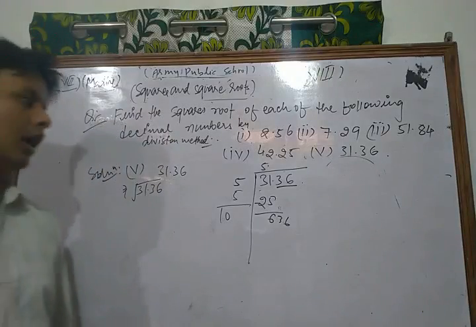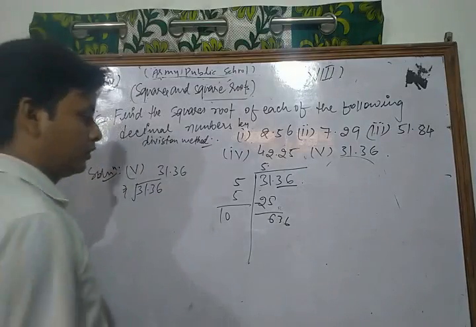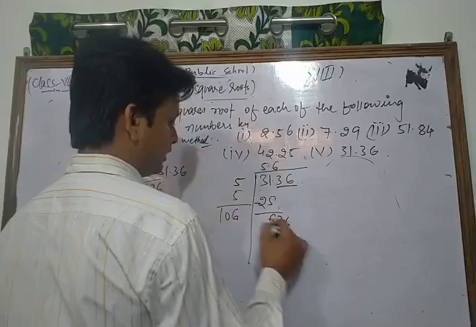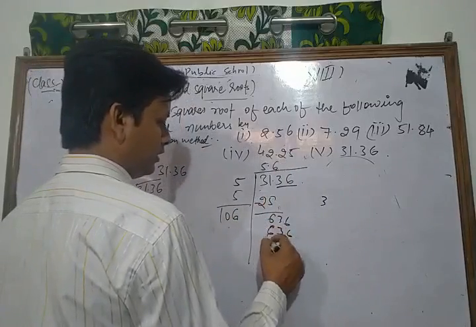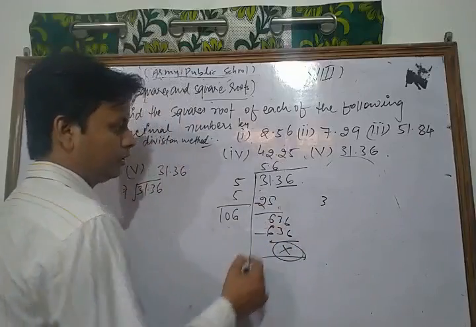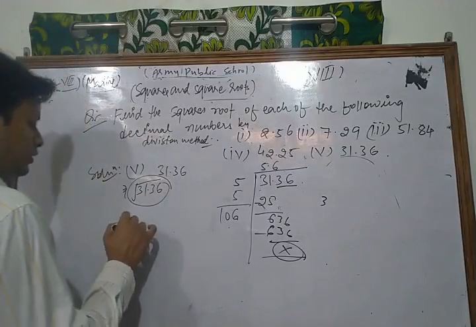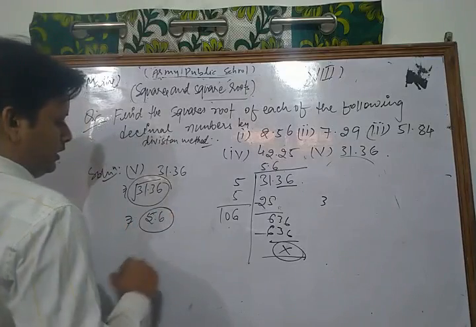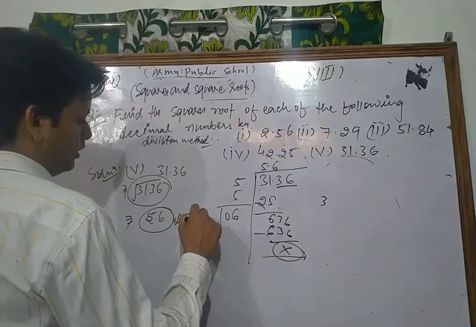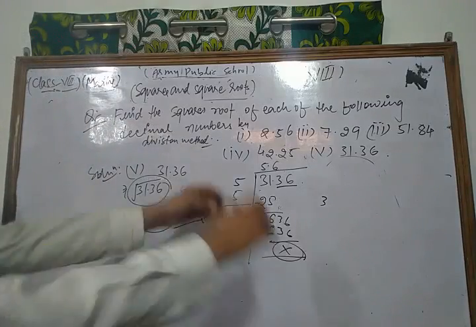Okay. Now how many times do we take? This is 6 times, because 6 6s are 36, carry 3. 6 0s are 0 plus 3, that is 3. 6 1s are 6. So the remainder becomes 0. Thus the square root of 31.36 is 5.6. This is the required solution of the given question.